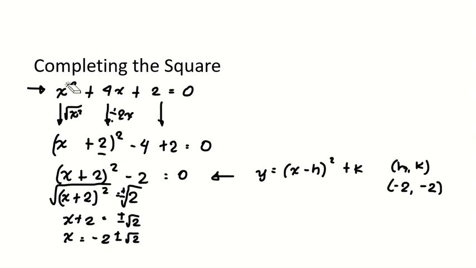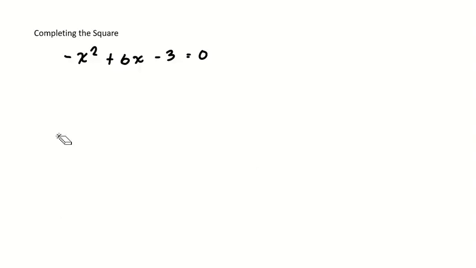I also mentioned that you have to make sure that the coefficient of the first term is positive 1. But what if it's not positive 1? Then you have to make an extra step before we proceed to these exact steps. Here's an example. What if we have negative x squared plus 6x minus 3 equals 0?